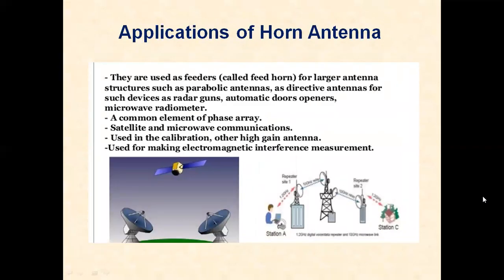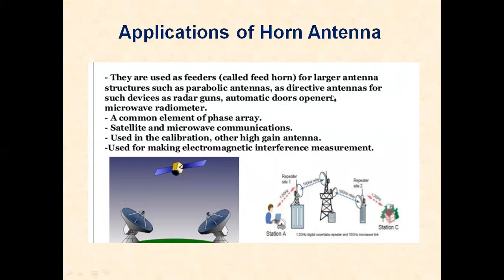Applications of the horn antenna: they are used as feeders, called feed horns, at the focus point. See this structure. This is a parabolic dish. At this feed point, at the focus point, we have the horn antenna mounted. They are used as feed antennas for large antenna structures such as parabolic reflectors.